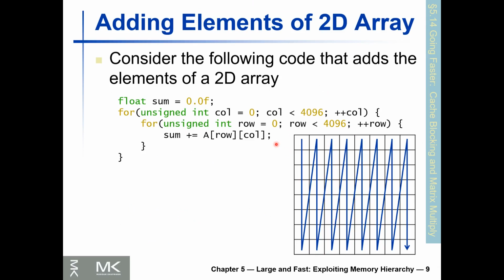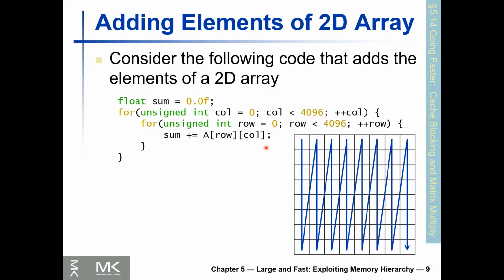Now, let's think about how this code interacts with the cache. When we represent 2D arrays in C or C++, the way that these 2D arrays are represented is in something called row major order. Row major order means that you're going to have all the elements in the first row next to each other, followed by all the elements in the second row, followed by all the elements in the third row, followed by all the elements in the fourth row, etc.